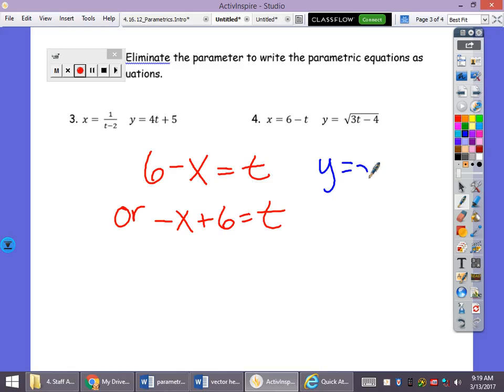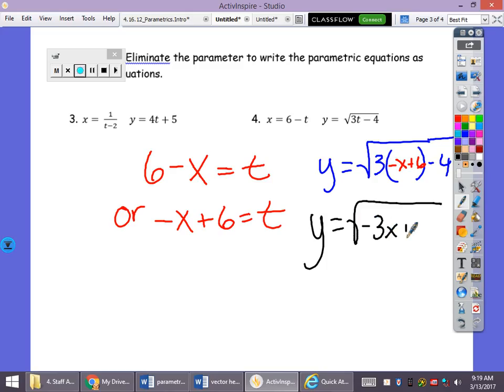So then y equals the square root of 3 parenthesis minus 4. I'm going to plug in. Which one did you guys do? Negative x, so I'll use that one. Negative x plus 6. So y equals the square root of 3 times negative x plus 6, which is negative 3x plus 18, minus 4. Y equals the square root of negative 3x plus 14. You can leave it there. Problem done. So it wouldn't have been a negative 18. It would have been 18 minus 3x. And then when you subtract 4, it's still 14. Good?